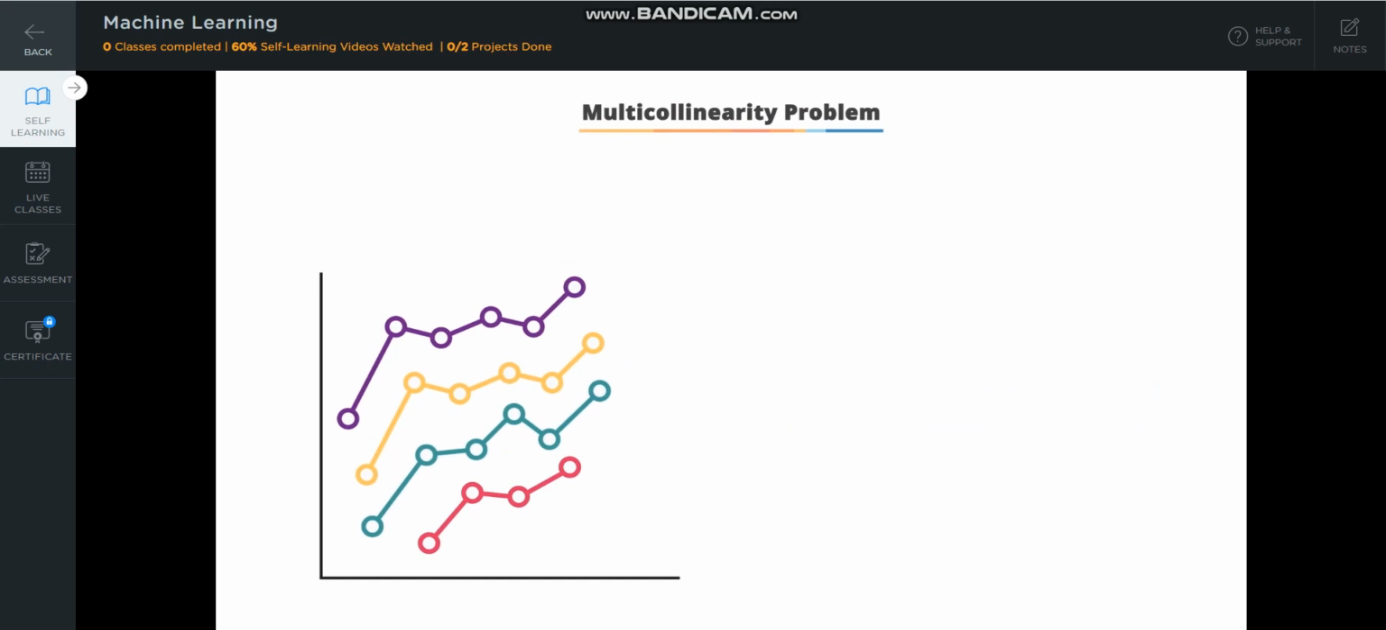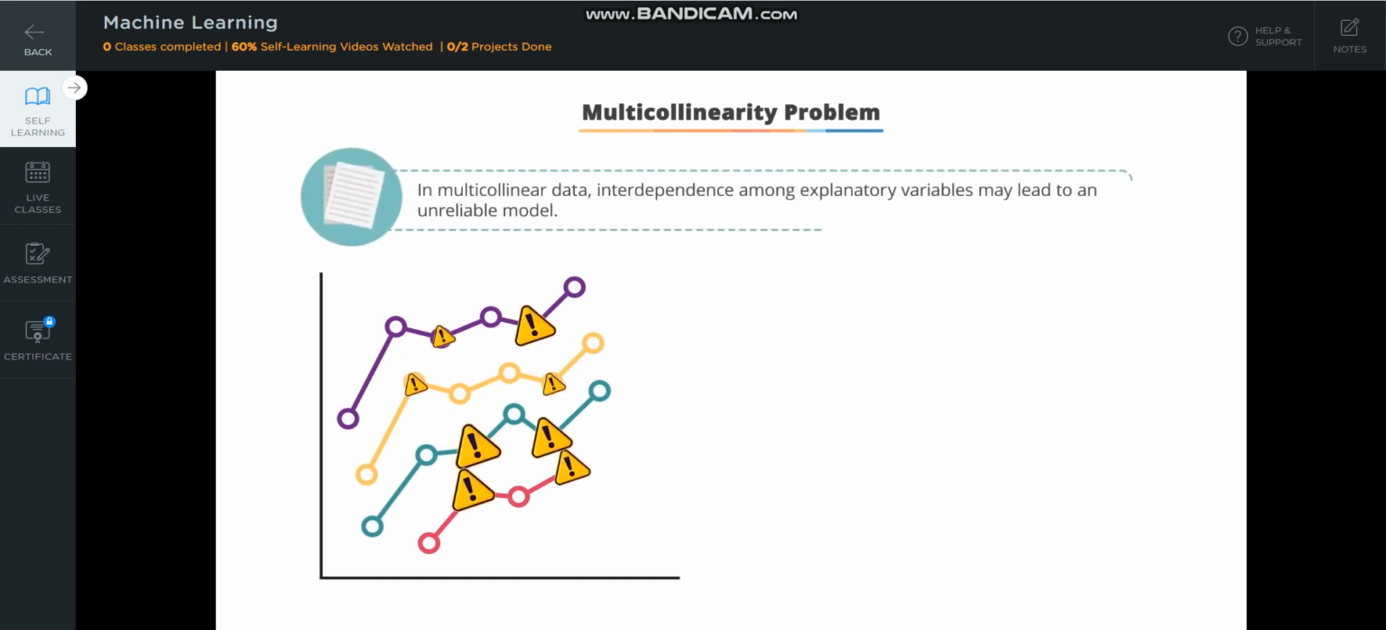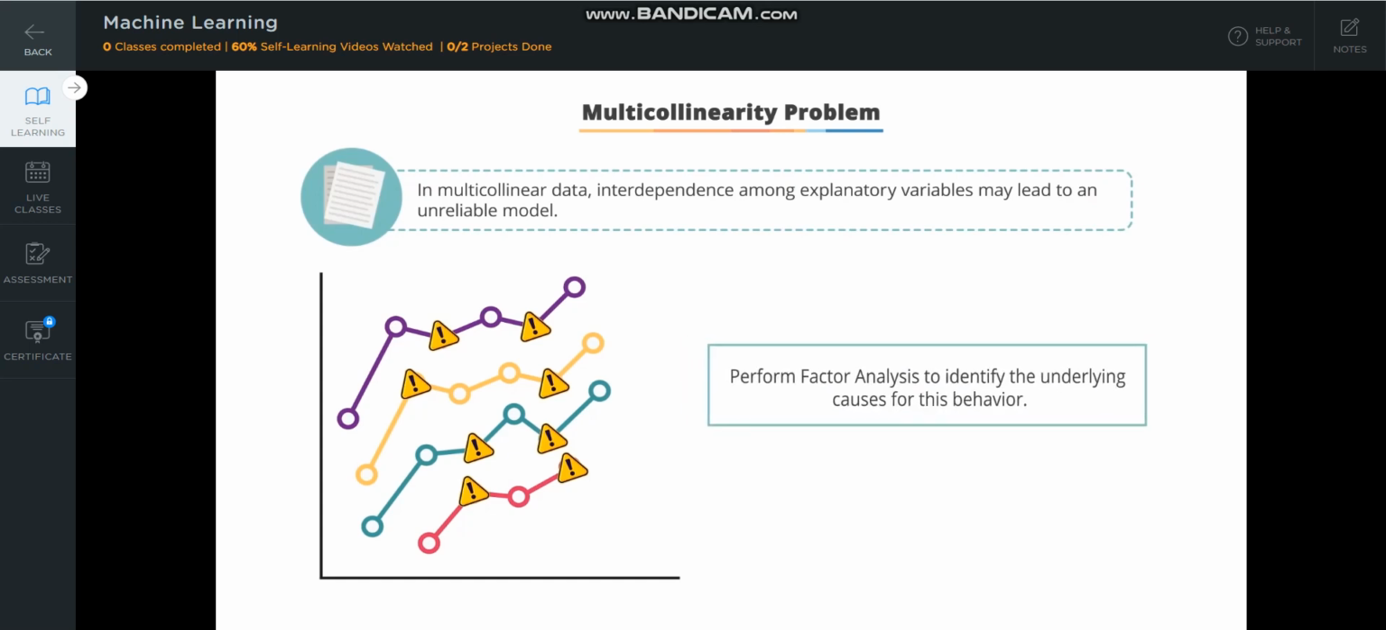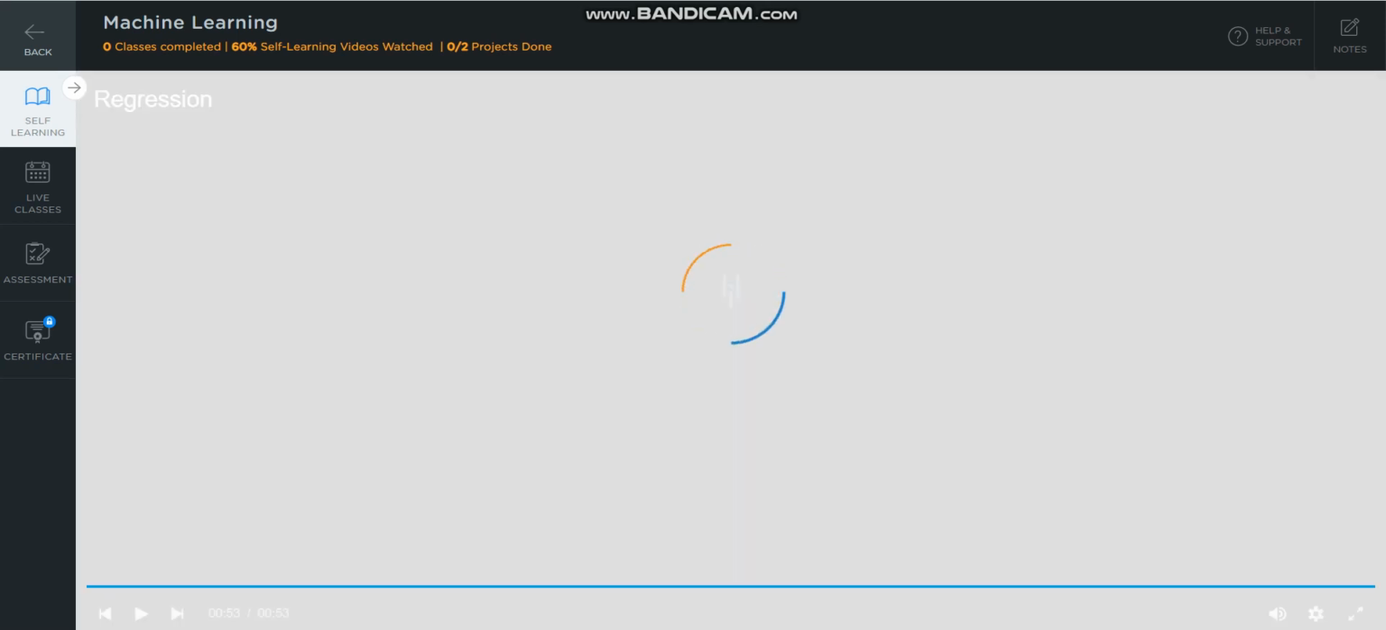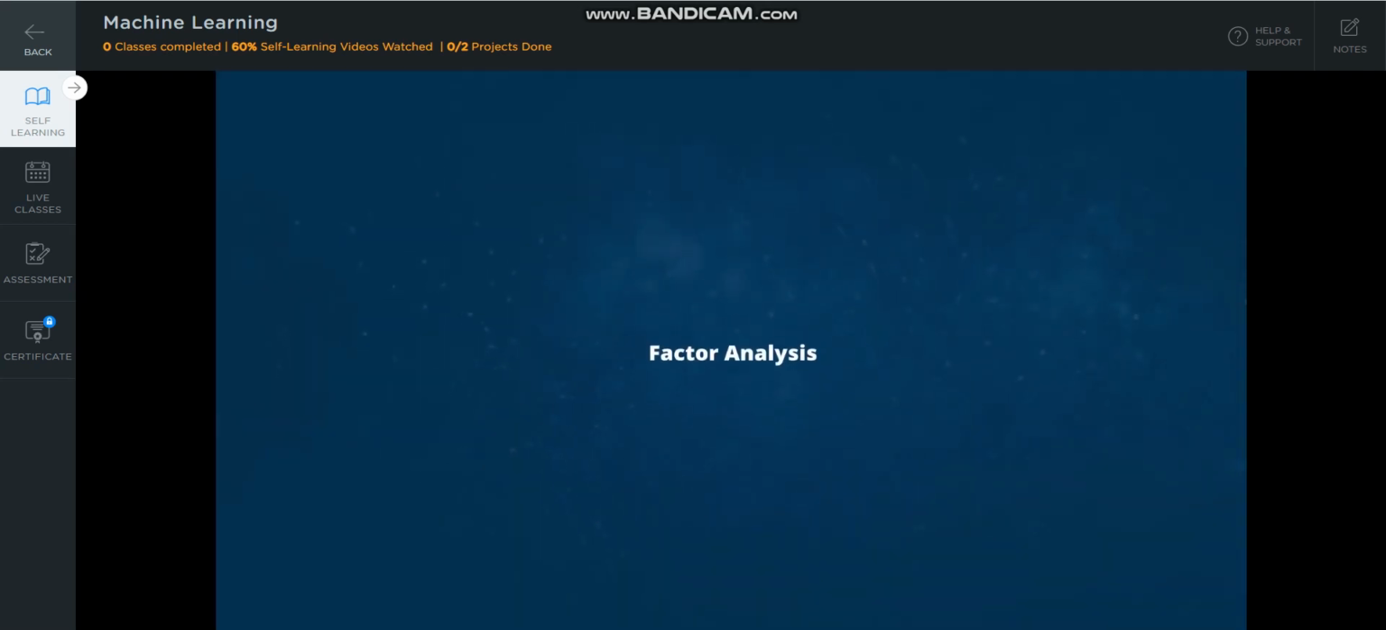What happens when you have multicollinear data? Interdependence between two or more explanatory variables may lead to an unreliable model. How will you make such a model reliable? The solution is to perform factor analysis to extract the underlying causes leading to this behavior. Let's now look at factor analysis in detail.